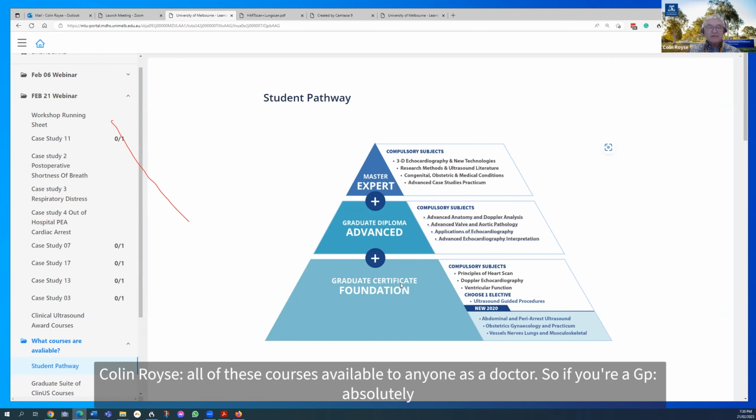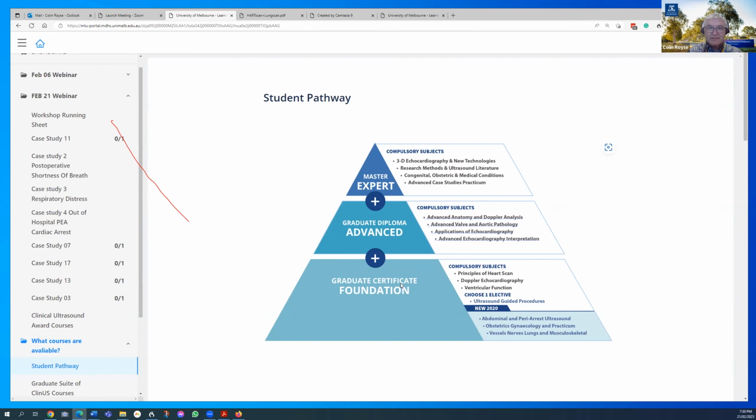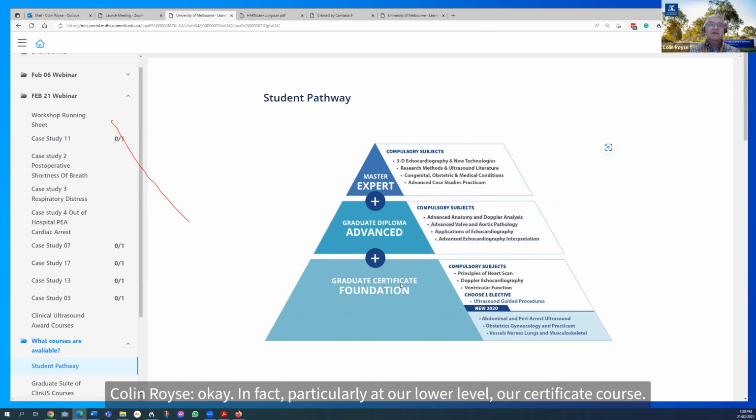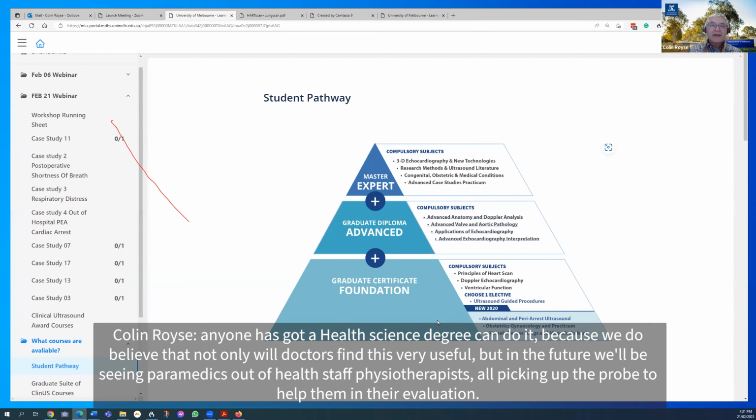All of these courses are available to anyone as a doctor. So if you're a GP, absolutely. In fact, particularly at our lower level, our certificate course, anyone who's got a health science degree can do it, because we do believe that not only will doctors find this very useful, but in the future we'll be seeing paramedics, allied health staff, physiotherapists, all picking up the probe to help them in their evaluation.